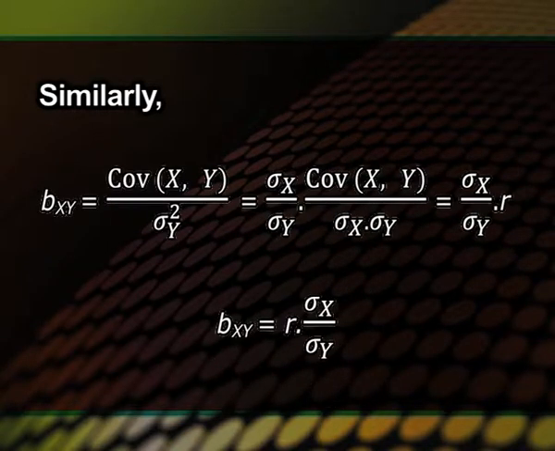Similarly, bxy can be calculated as covariance of xy divided by sigma y square. That is equal to sigma x by sigma y times covariance of xy divided by sigma x times sigma y. That is equal to sigma x by sigma y times r. So that means bxy can be written as r times sigma x by sigma y.